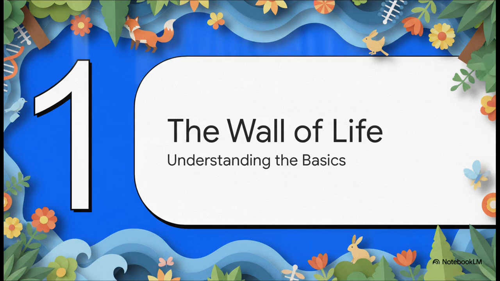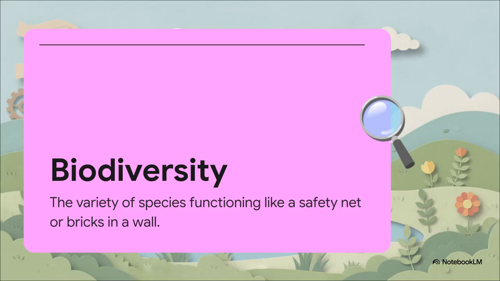All right, let's jump right into section 1, the wall of life, understanding the basics of our ecosystem. So let's look at a core concept here, biodiversity. It might sound like a big academic word, but it's simply the variety of different species in a given area. Think back to our brick wall analogy for a second. Every plant, animal, insect, and fungus acts like a brick holding up that ecosystem wall. Or actually, another way to look at it is that biodiversity functions as a giant safety net. The more threads you have in the net, the stronger it is when something heavy drops into it.